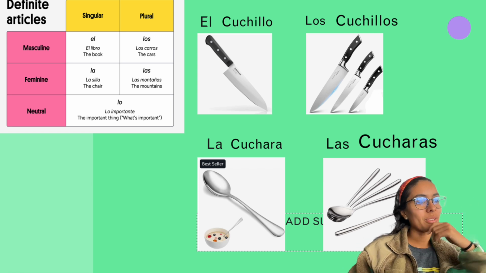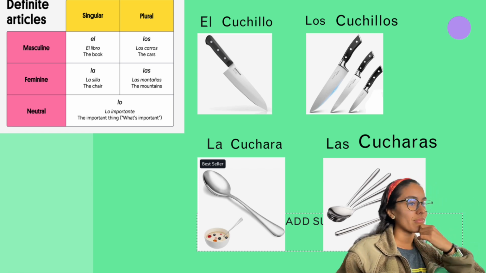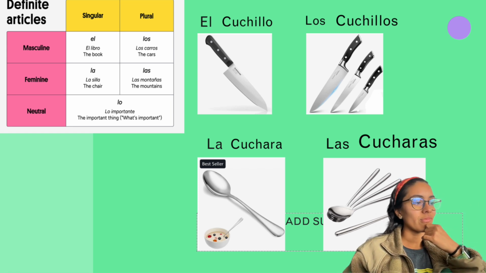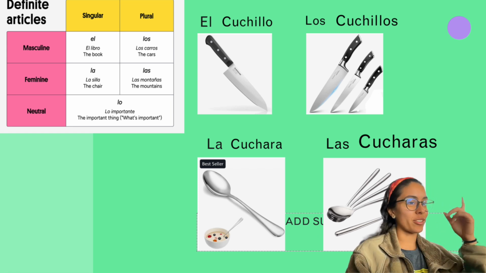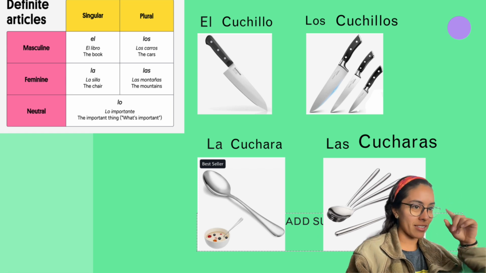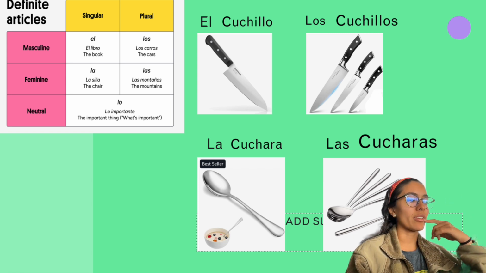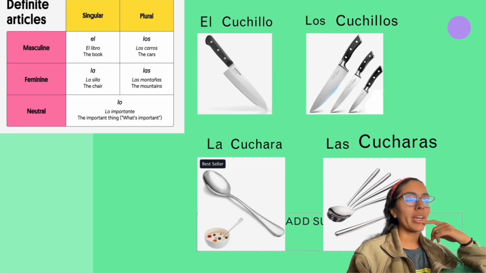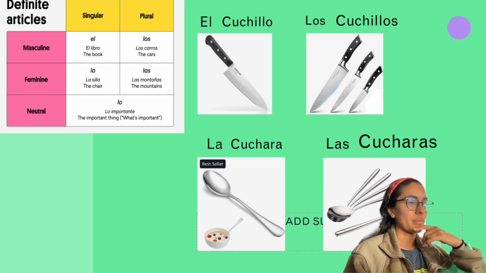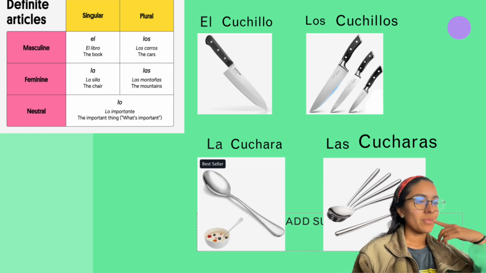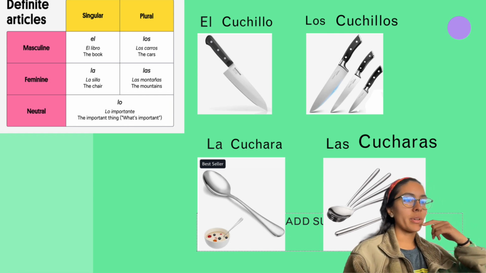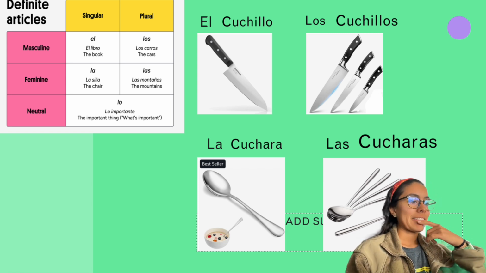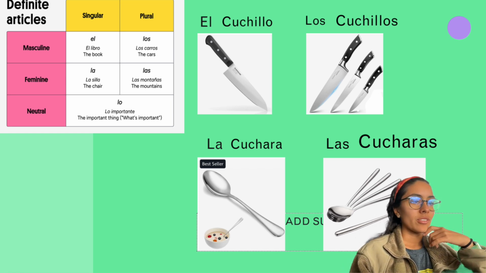El cuchillo, los cuchillos. Los cuchillos, because there are many. So we have the S as a plural. Okay, very good. We go with John Thomas. El cuchillo, los cuchillos. Very good. We go with Karen. El cuchillo, los cuchillos.